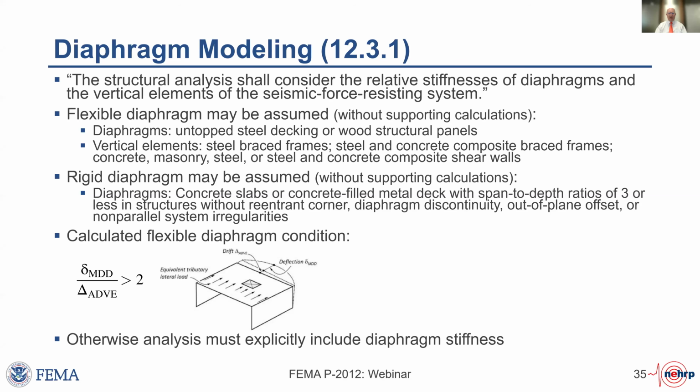You also could do some calculations of the diaphragm condition to understand whether it seems relatively rigid. The code identifies that. If you can't put it into one of these categories, you have to actually consider the diaphragm stiffness explicitly because it has an impact on the way that the system performs.